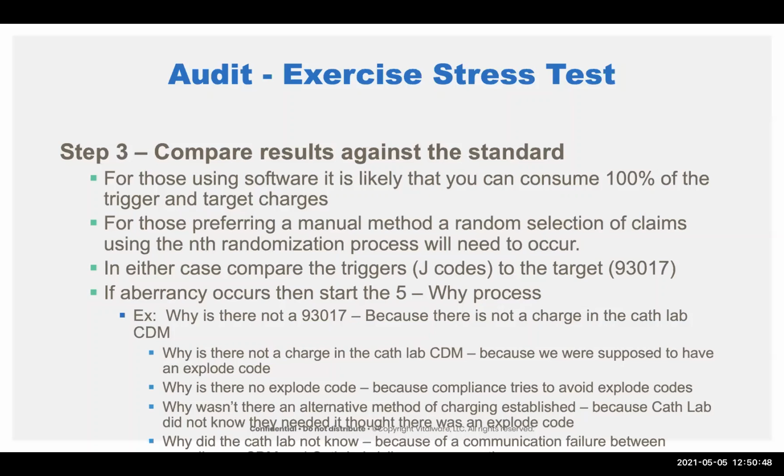Why is there not a charge in the cath lab CDM? Because we're supposed to have an explode code. Why is there no explode code? Because compliance avoids explode code. Why is there an alternative method of charging established? Because cath lab didn't know they needed to do it because they were told by CDM there was an explode code.